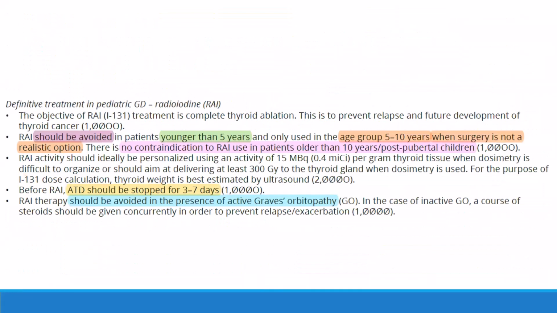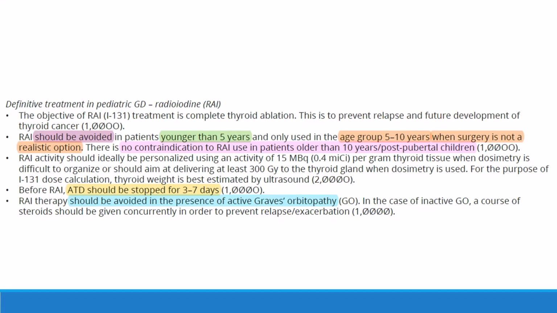If we choose radioiodine ablation for the definitive management of pediatric Graves' disease, we should avoid radioactive iodine before the age of 5. From age 5 to 10 years, we can use it when surgery is not a realistic option and there is no contraindication to radioactive iodine use in the patient. So in the age group 5 to 10 years, we can use radioactive iodine ablation only if the patient is not a surgical candidate. After 10 years of age, we can use radioactive iodine ablation without a contraindication.